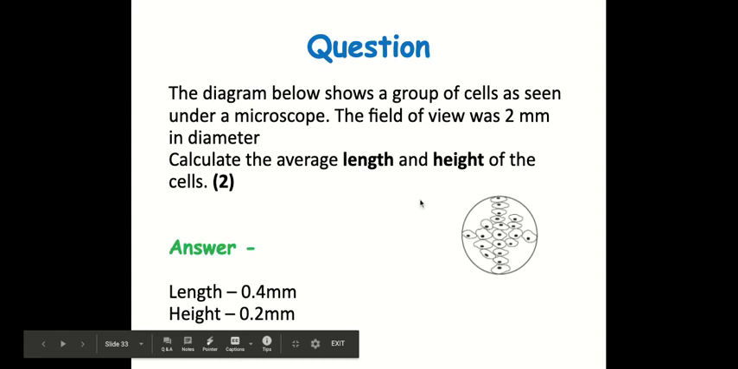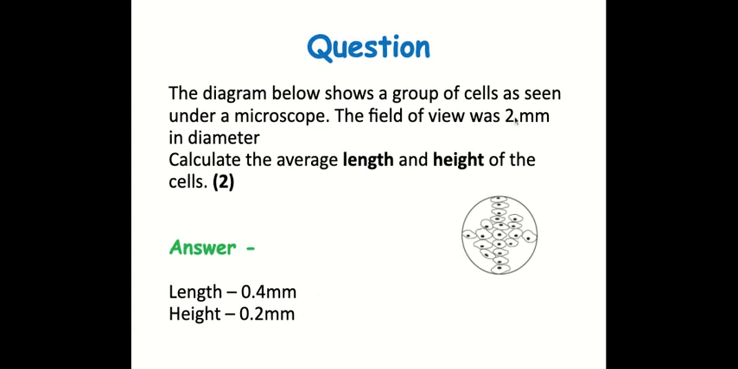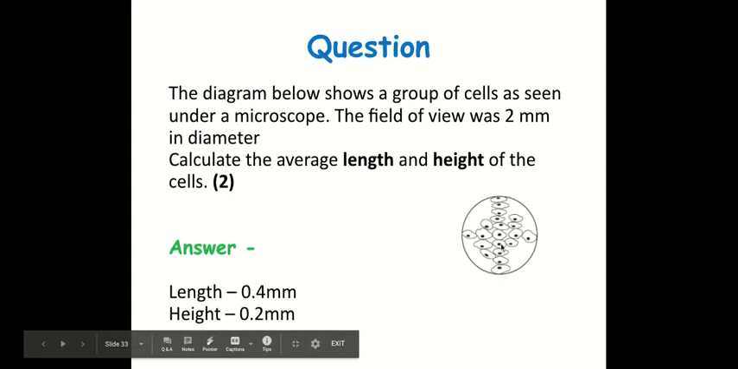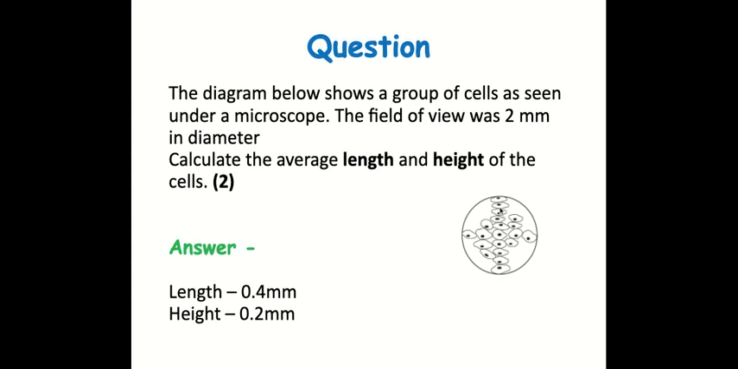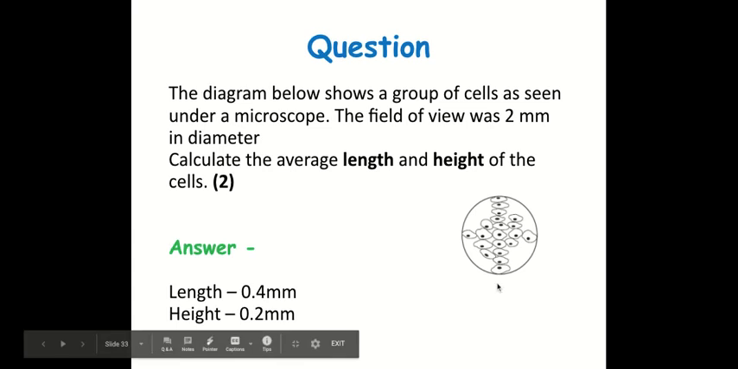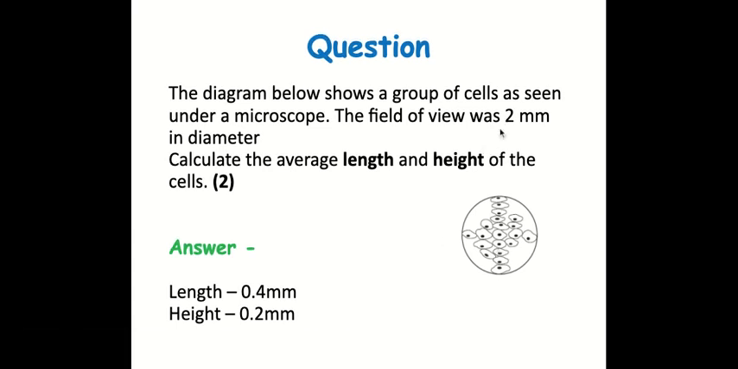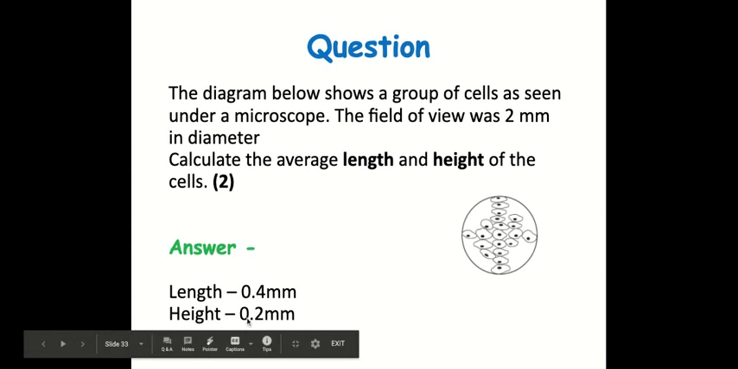However, to calculate the height, it's not the same answer, because if I take 2 and I divide it by the height, there's 1, 2, 3, 4, 5, 6, 7, 8, 9, 10 cells going up and down the way. So that would mean 2 divided by 10, which gives 0.2 millimeters. So that's my 2 answers there.